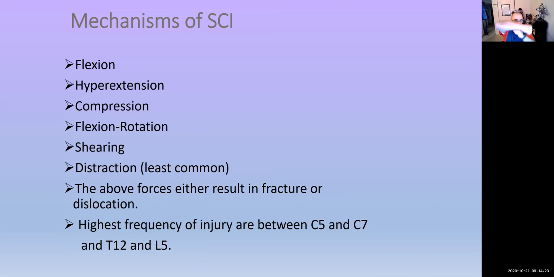Shearing also occurs where the bones kind of shear over each other. Distraction is the least common, right? And we learned about this. I hope you learned about this when Dr. O'Neill talked about traction. Did she talk about how much force is required to pull apart the spine?